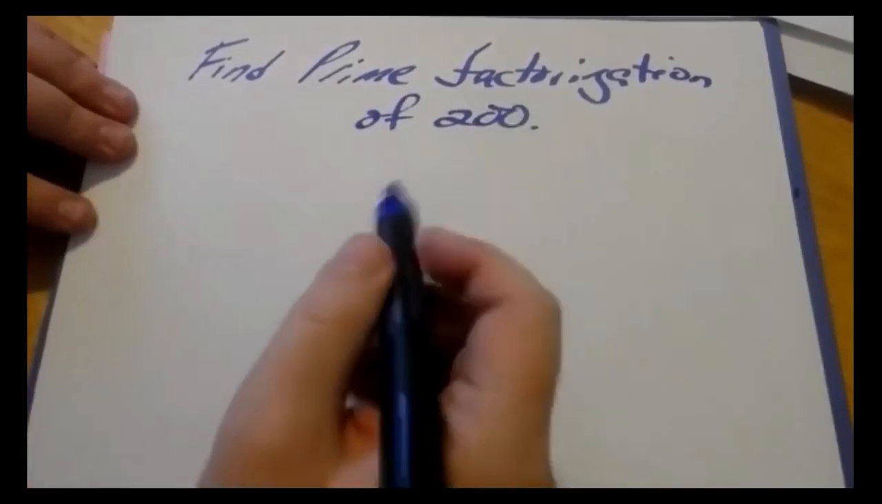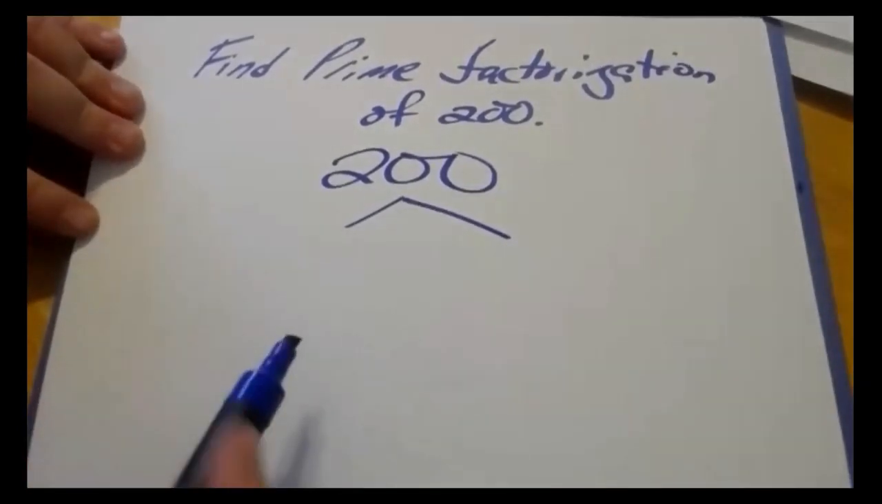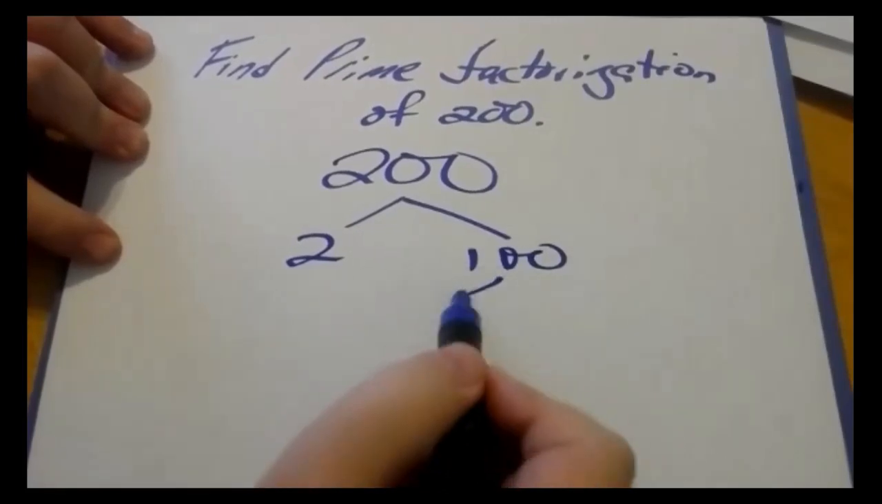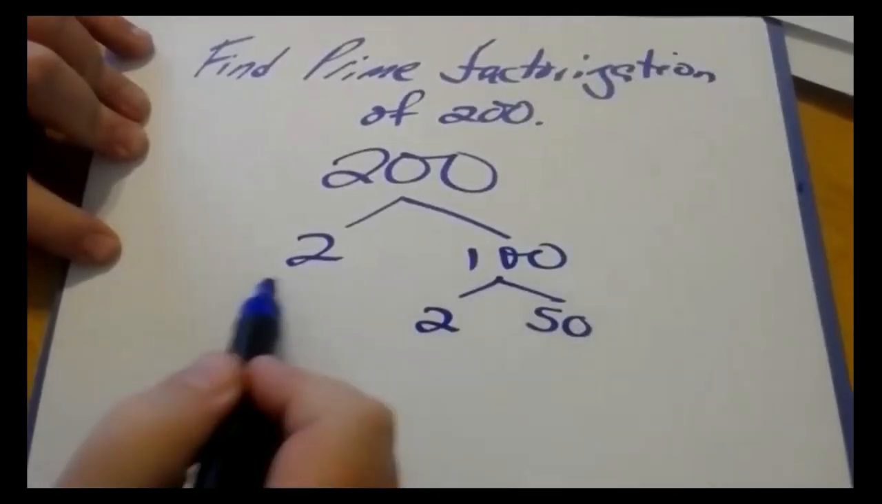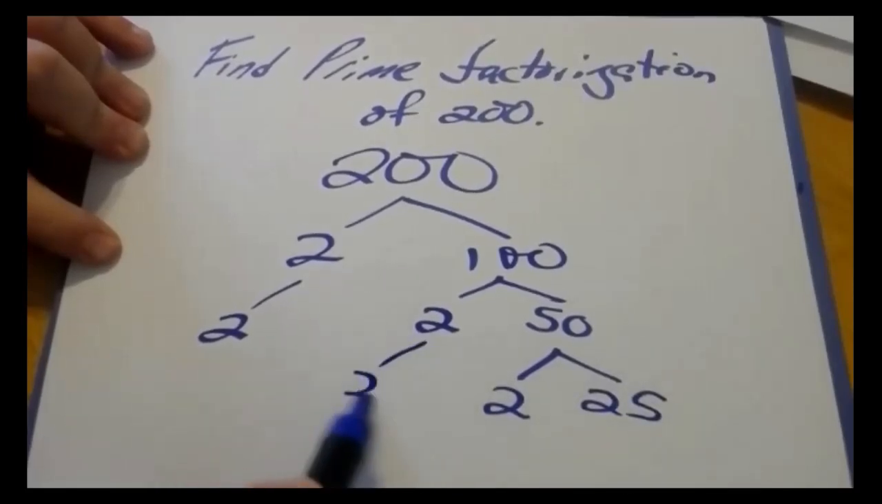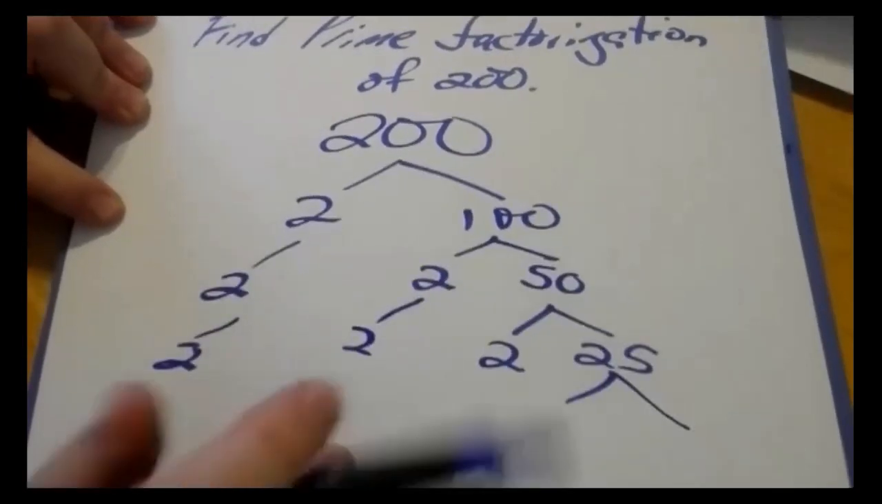All right, so if we're going to do the prime factorization of 200, we write the number 200 and we start dividing it by things. It might be practical to start with the lowest prime number we know, which is 2. And we do it again. And we do it again. And we do it just one more time. 25 becomes 5 times 5.